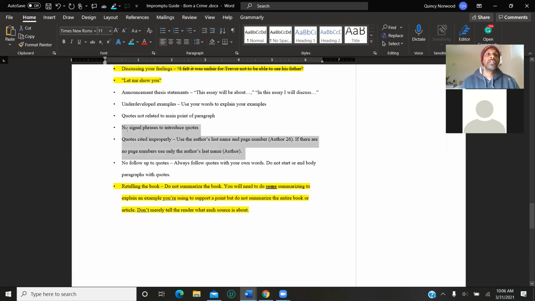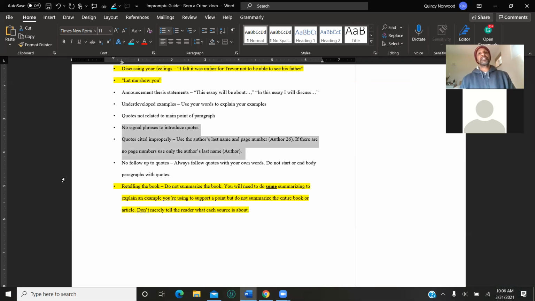These kind of go together. Make sure you're using signal phrases. Pilgrim writes, that's our author's name of the article, and then Noah writes. And I think we're starting to get a good understanding of that, which is a great thing. So this is something I want you to keep practicing.